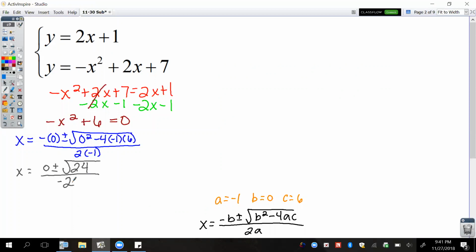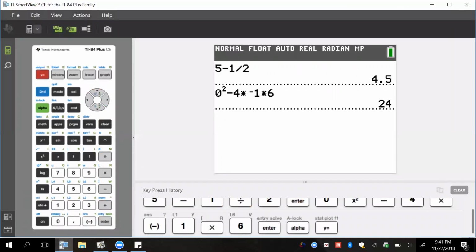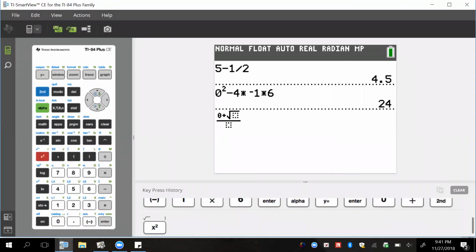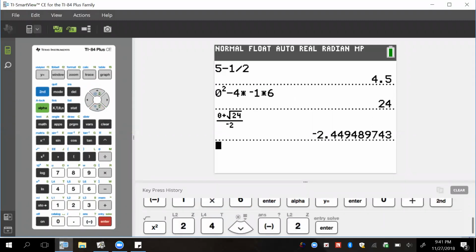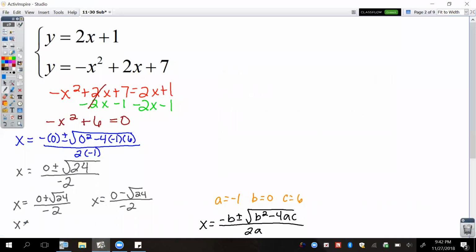Well, 24 is not a perfect square, so I said in this case we could look at the decimal. So this is like saying x equals 0 plus the square root of 24 over negative 2, and x equals 0 minus the square root of 24 over negative 2. Remember, alpha y equals is one way that we can plug this in. We can do 0 plus the square root of 24 over negative 2. Hit enter, and we get negative 2.45. We're going to round it to the nearest hundredth. So x equals negative 2.45.